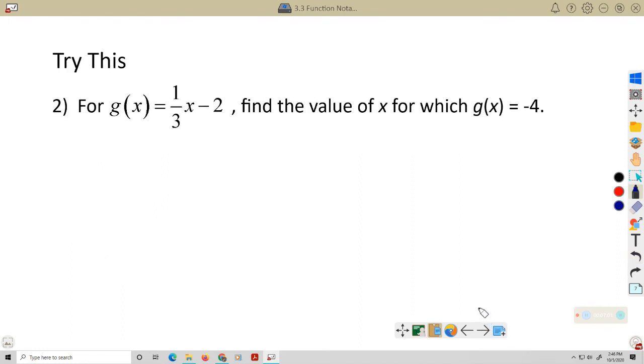So try this one. Pause this here. Do the same thing. You're going to try and find the value for x, the input for which the output is negative 4. All right. Pause it. Do a good job on your notes because I'm going to ask you this question at the end of the pod.